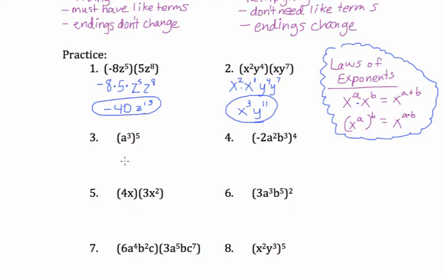A to the 3rd to the 5th. When I have an exponent raised to another exponent, I can multiply exponents. A to the 15th. Or you can think of it as A written 5 times. How many A's will there be? 15. A to the 15th.